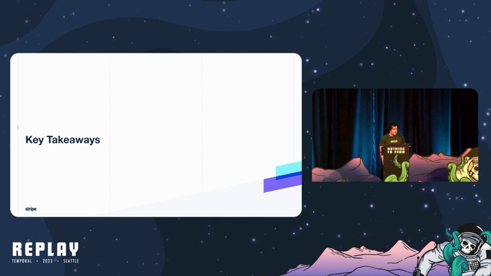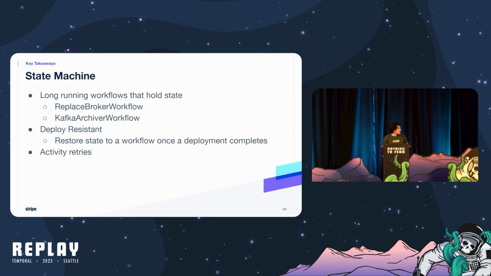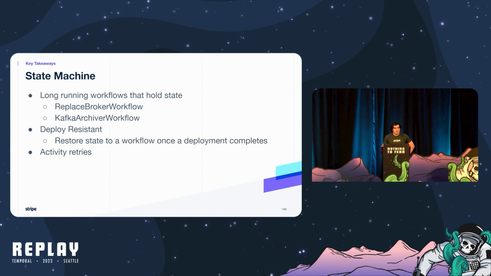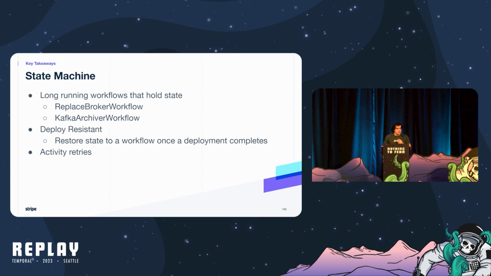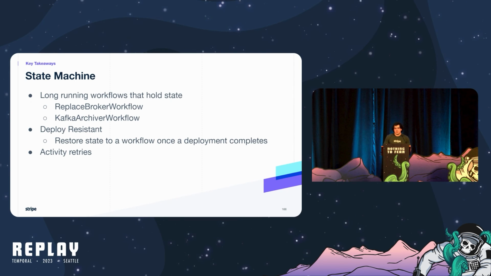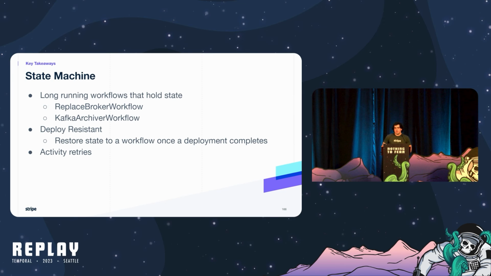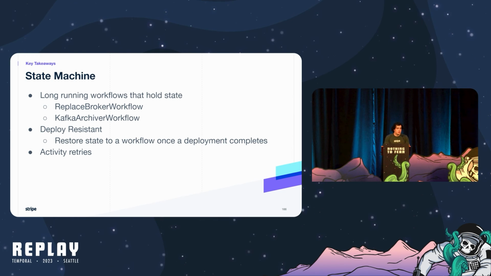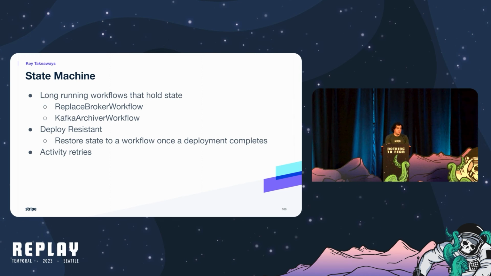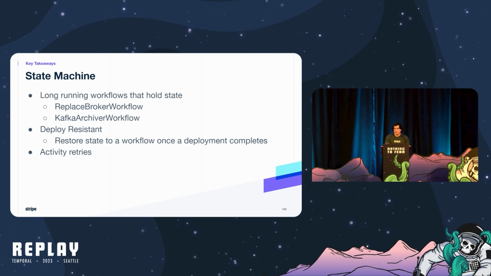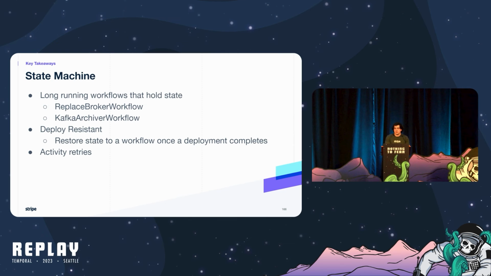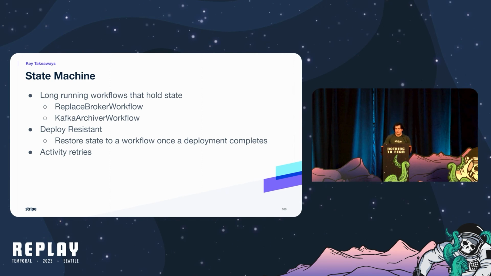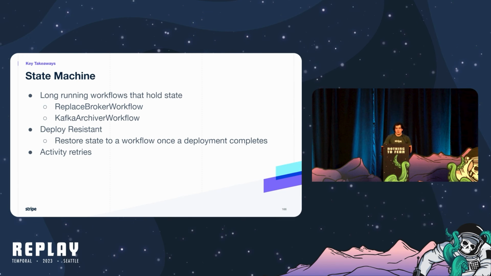So some of our key takeaways from building the control plane. I think one thing that we really like is the state machine, like I've kind of alluded to before. For workflows like replacing brokers and the archive monitor, it is really helpful to have something that can hold state. If you think about the replace broker workflow, there are tons of different steps that need to be done one after another in that specific order in order for it to work.